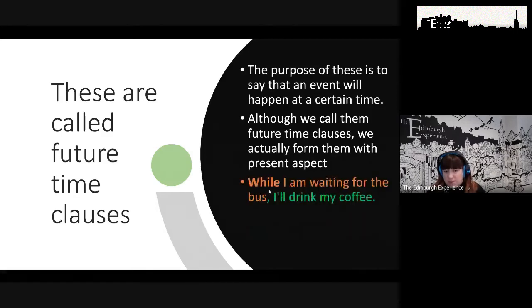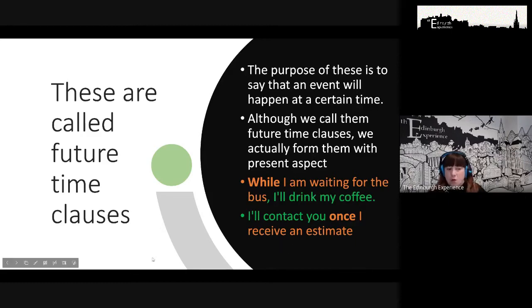So if you look at these examples, while, okay, here's my future time clause, while I am waiting for the bus. So I'm going to use the present continuous in that example. Or here, I'll contact you once I receive an estimate. So here again, we've got present aspect. Yeah. The future aspect is being expressed in my consequence clause, not my situation clause. Okay. So these are all of our future time clauses.